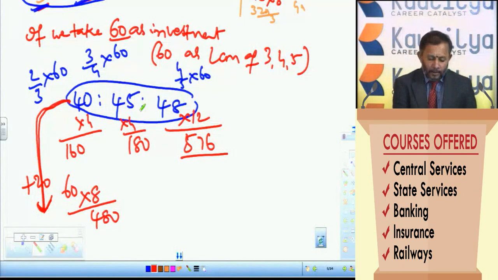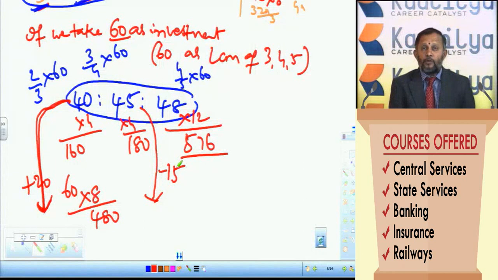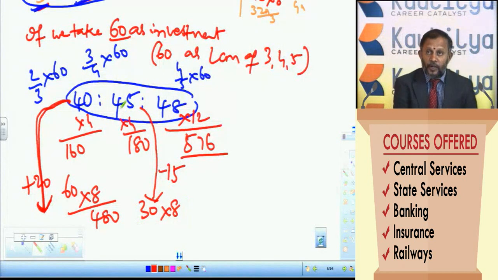Next, about B. As per the data, the investment of B is reduced by 1/3. So we have to calculate 1/3 of 45, that is 15. We have to reduce the investment of B by 15, which will amount to 30, that remains constant for the last 8 months. So for the first 4 months it was 45, and later it is reduced by 1/3 of it. So 45 minus 15, 30, and that remains constant for the next 8 months. So 30 into 8, 240.